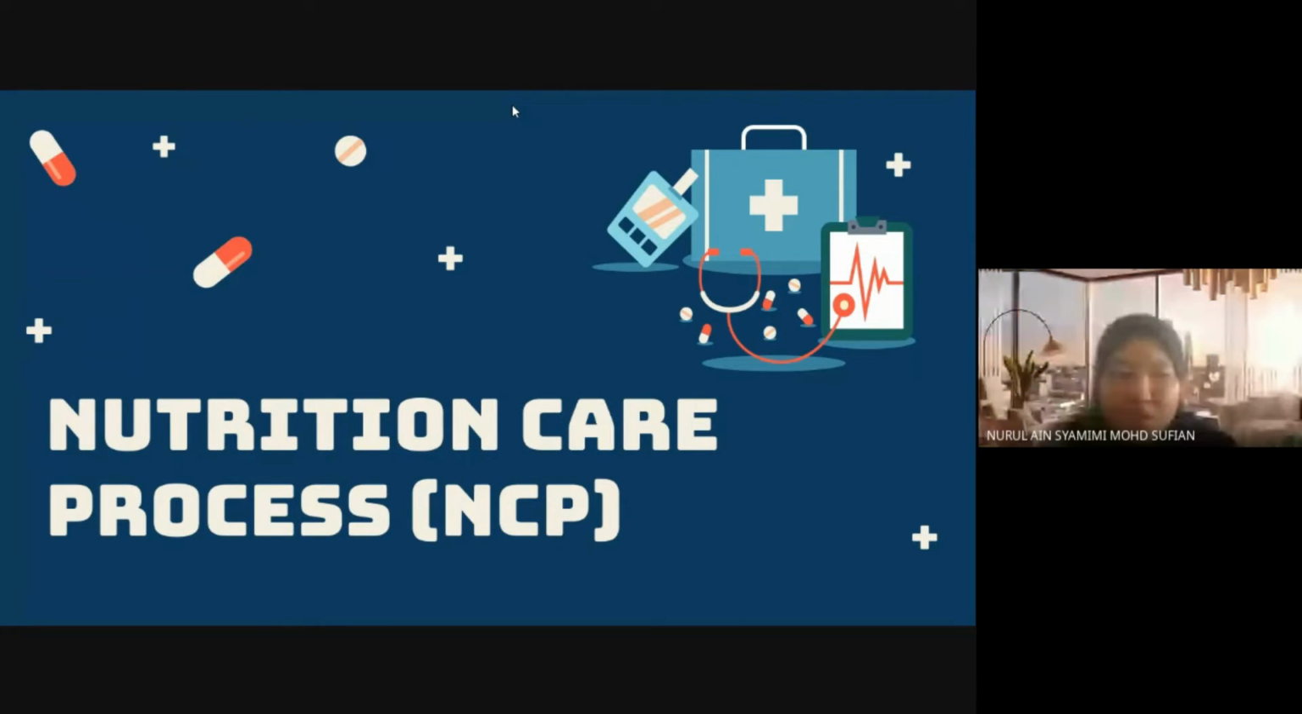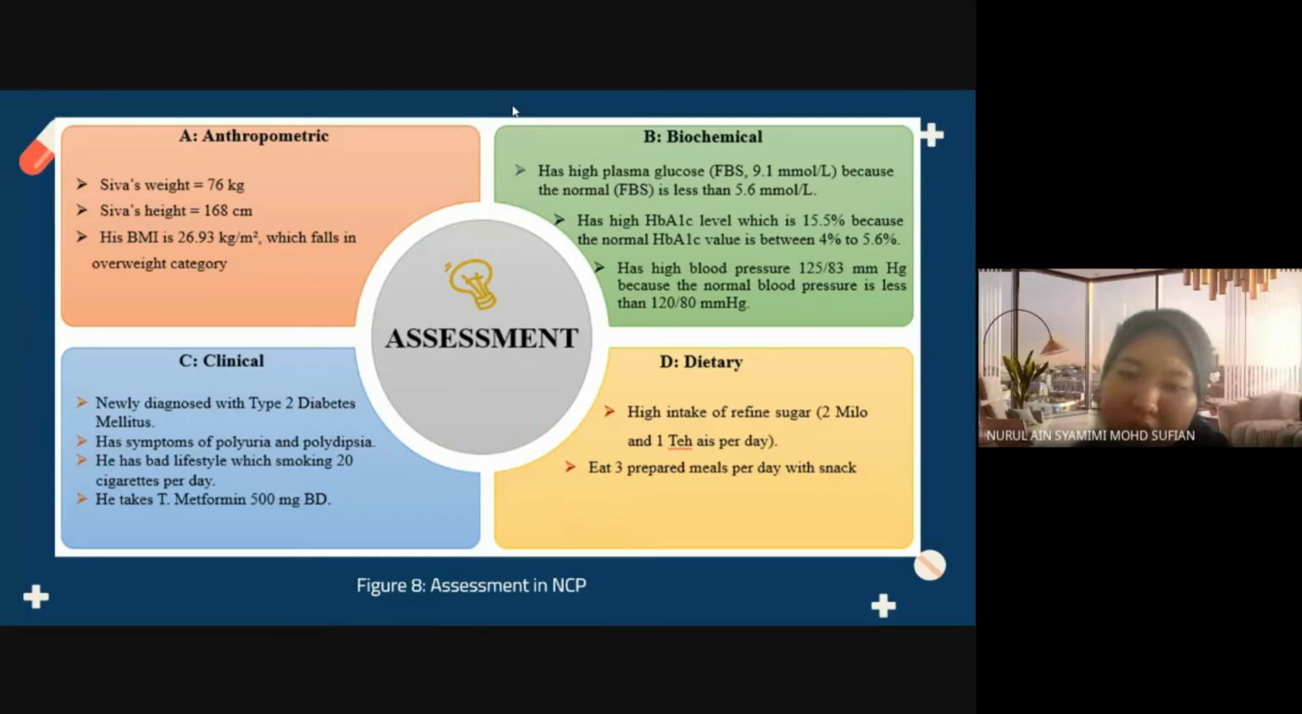Okay, I will continue with the nutrition care process. We use a process which starts with assessment. We have anthropometry. Siva's weight is 76 kilogram and height is 168 cm. His BMI is 26.93 kilogram per meter square, which falls in the overweight category.